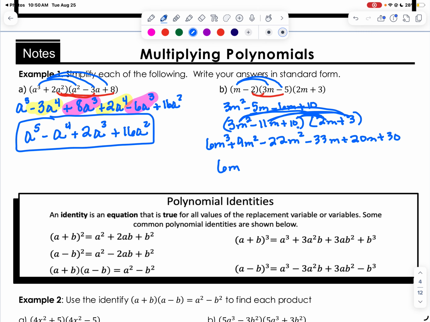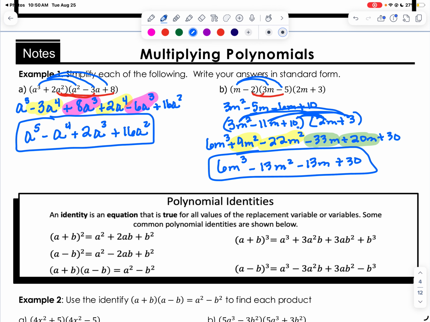6m cubed, nothing to combine it with. Now let's combine the m squared. So we have 9m squared and negative 22m squared. So that would give me negative 13m squared. Now we're going to combine negative 33m plus 20m to get negative 13m and then plus 30.